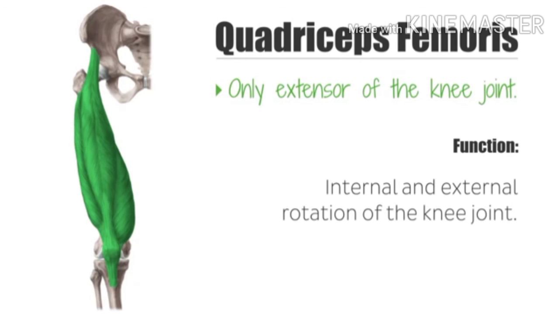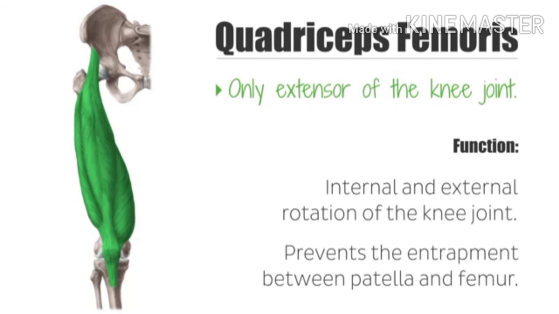The articularis genus muscle is directly linked to the knee joint capsule and the suprapatellar bursa. During the knee extension, it pulls both structures proximally and by this means prevents their entrapment between patella and femur.